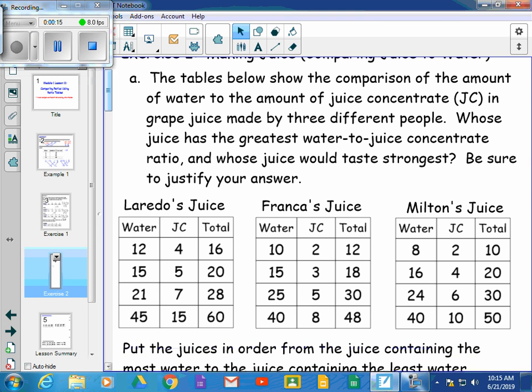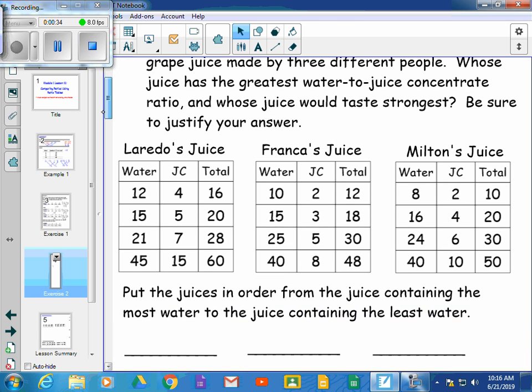Since the tables below show the comparison of the amount of water to the amount of juice concentrate in grape juice made by 3 different people, whose juice has the greatest water to juice concentrate ratio? And whose juice would taste the strongest? Be sure to justify your answer.